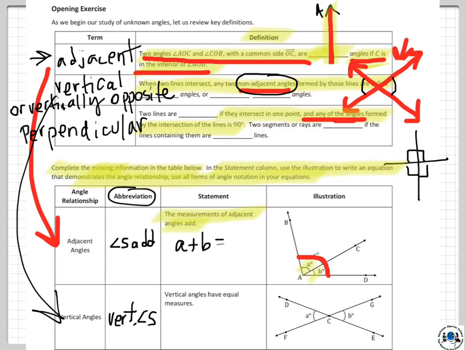I guess we should put angle A plus angle B equals angle C in this case, not to be confused with these points here. All right. Okay, so vertical angles have equal measures, and that we know.